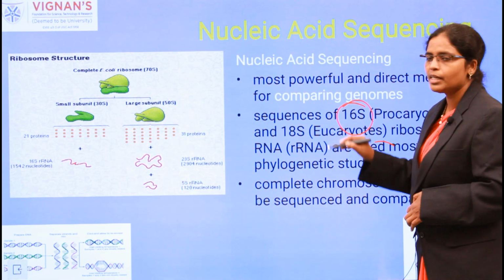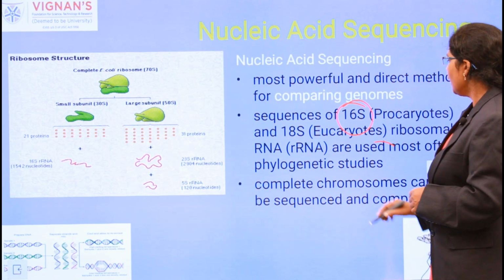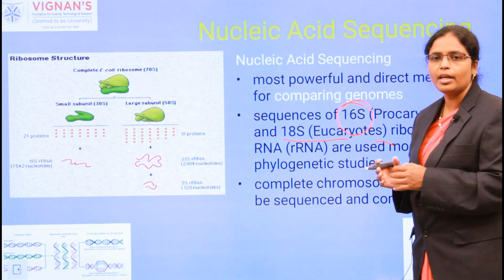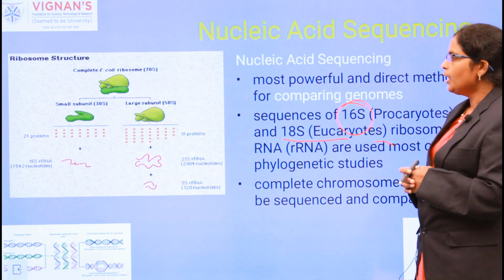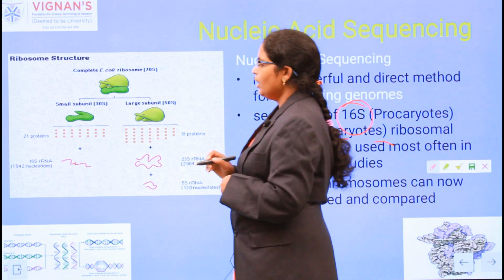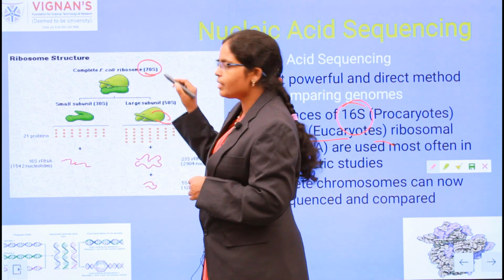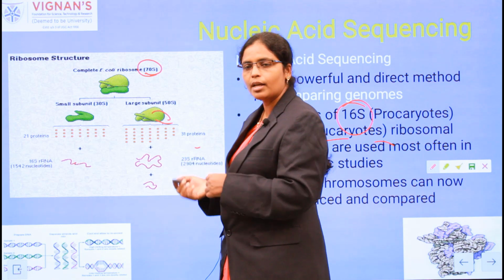We will use 16S rRNA sequencing in case of prokaryotic organisms. In case of eukaryotic organisms, 18S rRNA is used. For microorganisms, here 16S rRNA. If you see here, microbes consist of 70S ribosome. Eukaryotes consist of 80S ribosome.